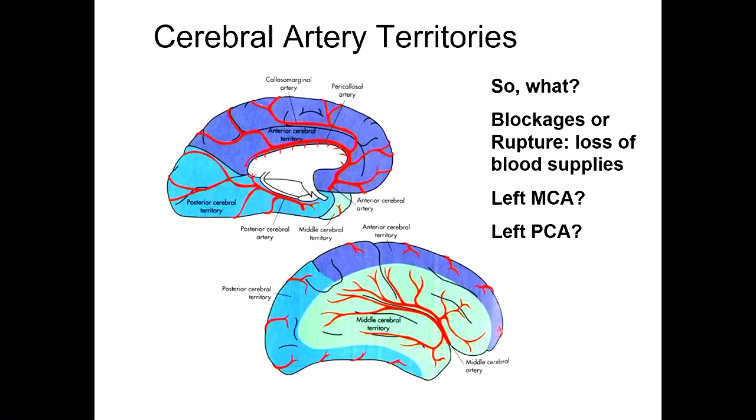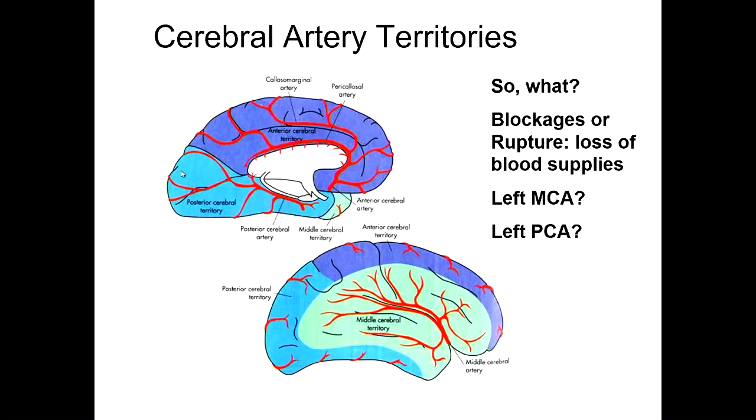The cerebral artery territories, the bits of the cerebral cortex that are supplied by these three cerebral arteries. I just thought, just in brief here, we'd do a sort of a so what. I mean, who cares about what part of the cortex the anterior, middle, or posterior cerebral arteries supply? So I just thought we'd have a quick look.